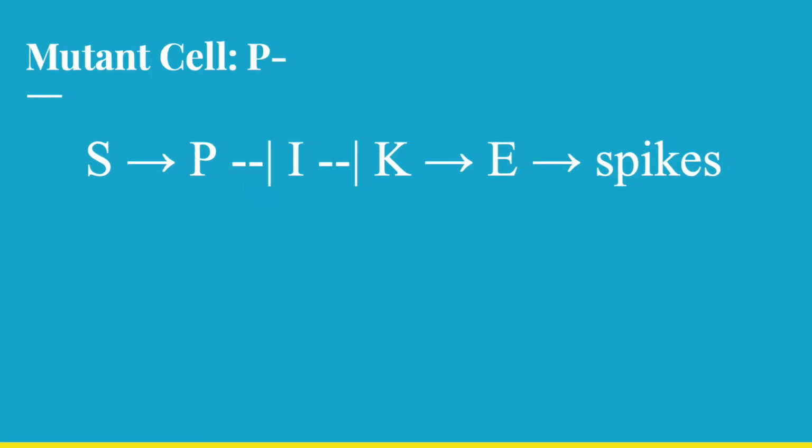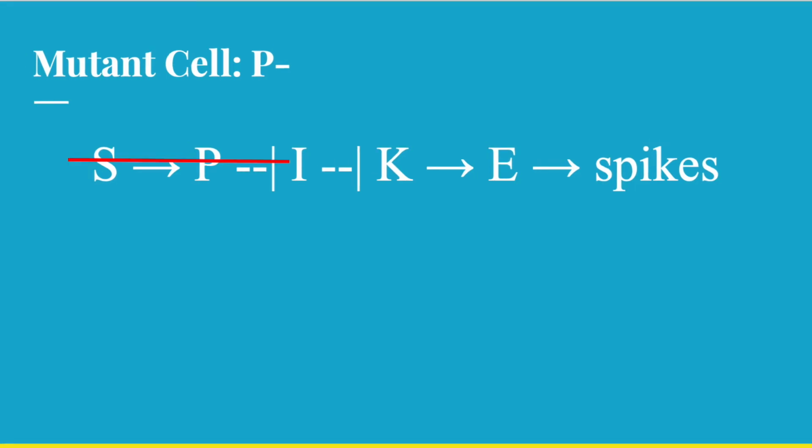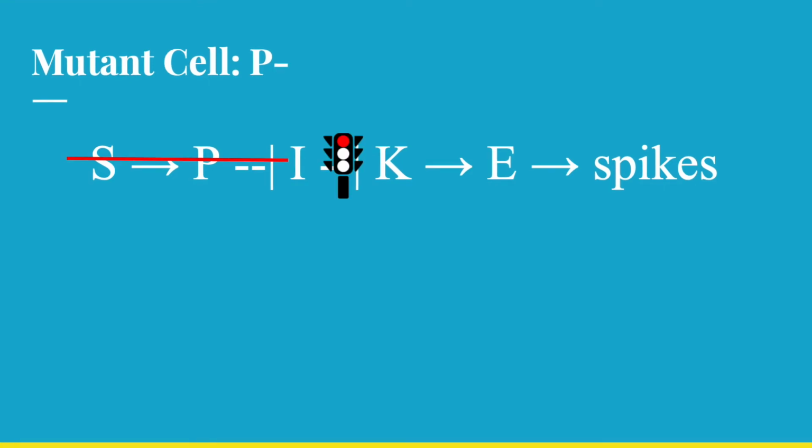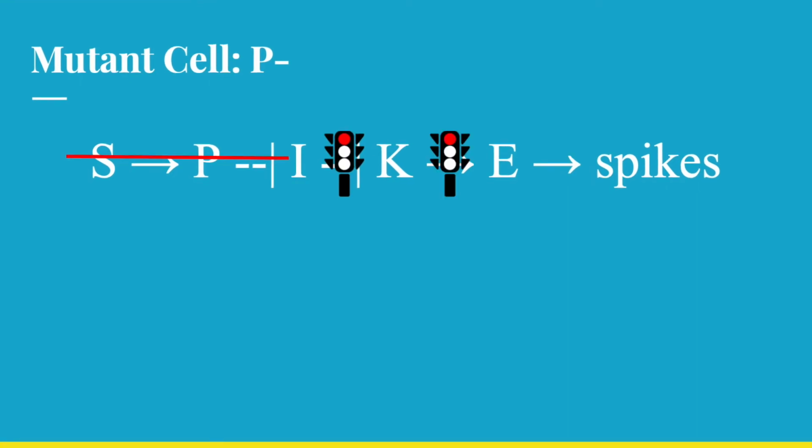In looking at mutant cell P, nothing is able to produce P, therefore I is not blocked. This means that I is able to block K, therefore E is not produced and spikes are not present.